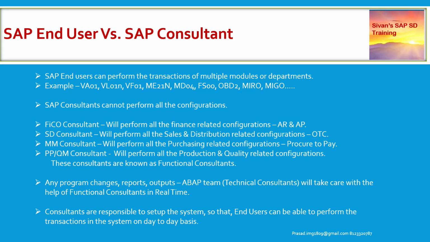Any program changes, report creation, or output modifications will be handled by the ABAP team. The Advanced Business Application Programming team is called the technical team or technical consultants, who closely work with the functional consultants to achieve whatever reports they want or whatever program is to be modified or anything new to be included. So we have to work with the ABAP team, they will perform all the activities, and then we have to do the thorough testing.